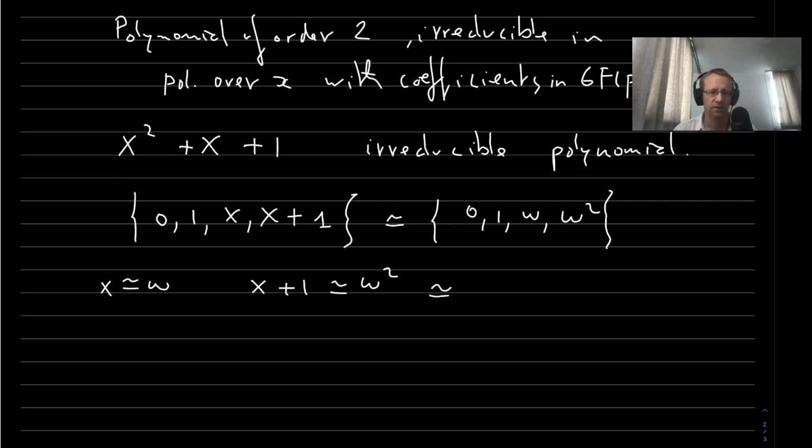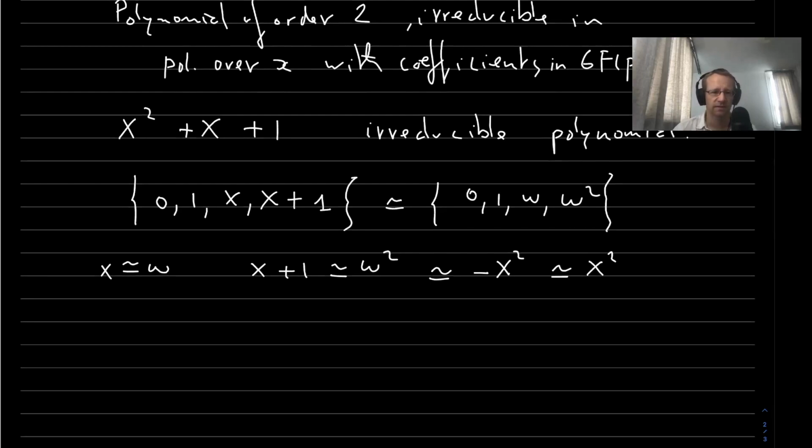Well, x plus 1 is nothing but minus x squared if we divide by the ideal generated by x squared plus x plus 1. And therefore, mod 2, this is again equal to x squared. So indeed, if x is omega, then x plus 1 is equivalent to x squared. So again, this is the finite field of order 4.